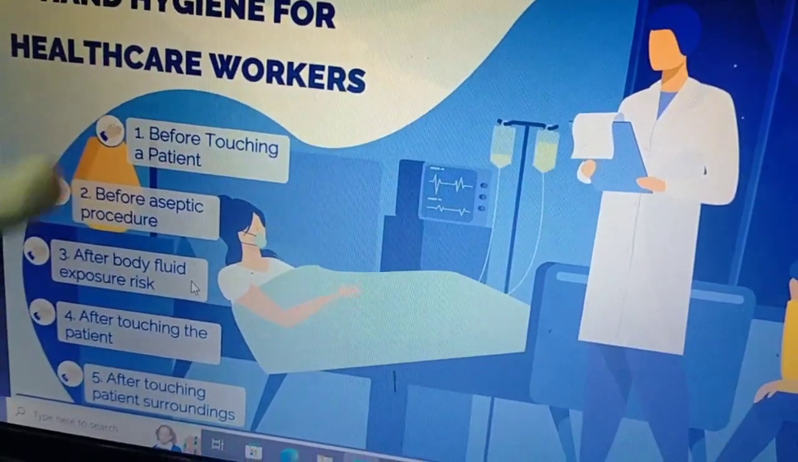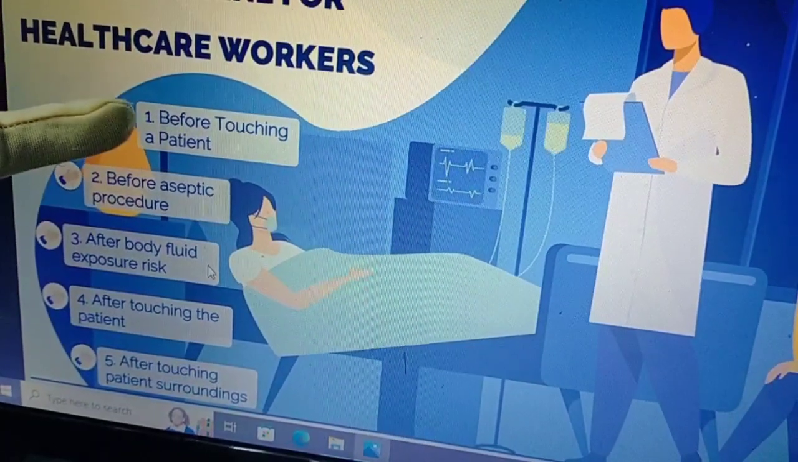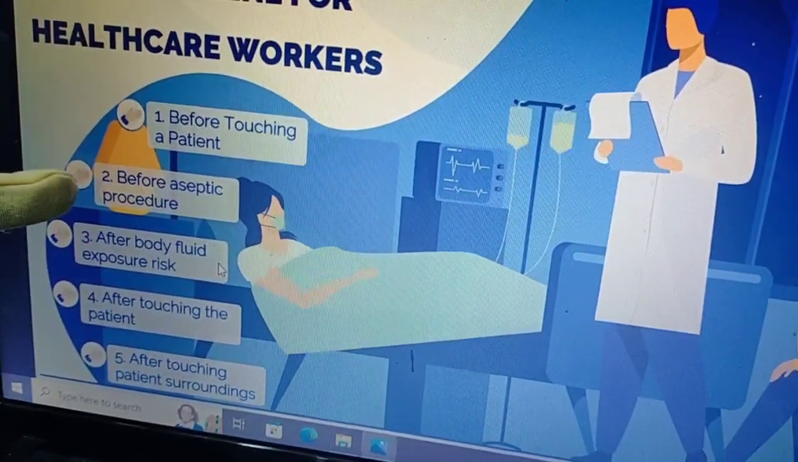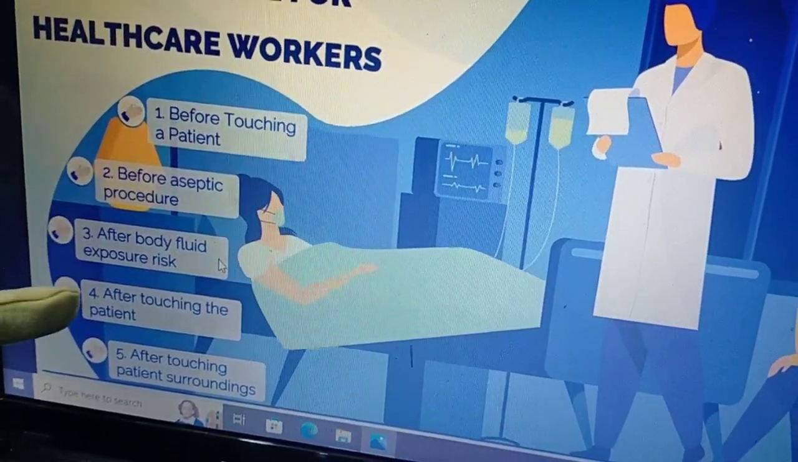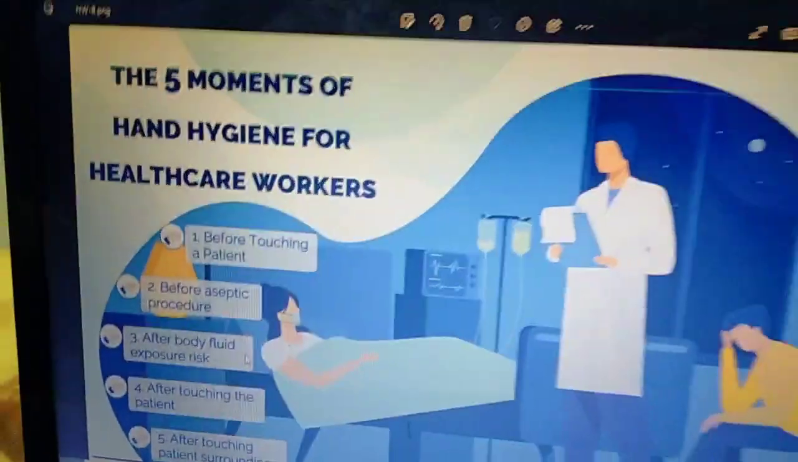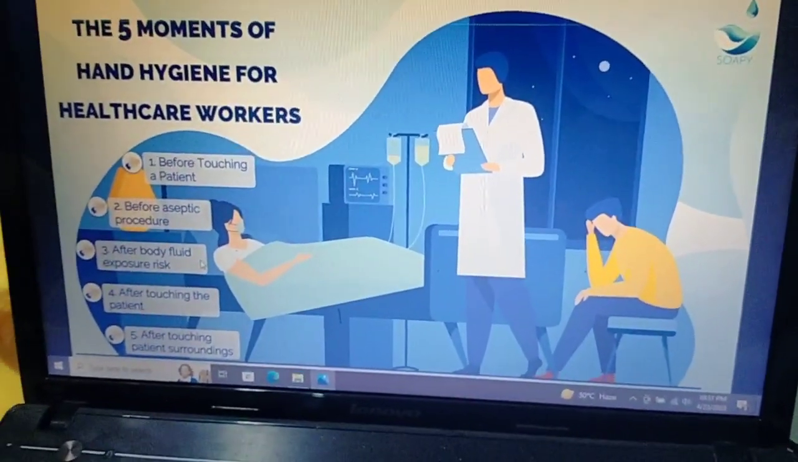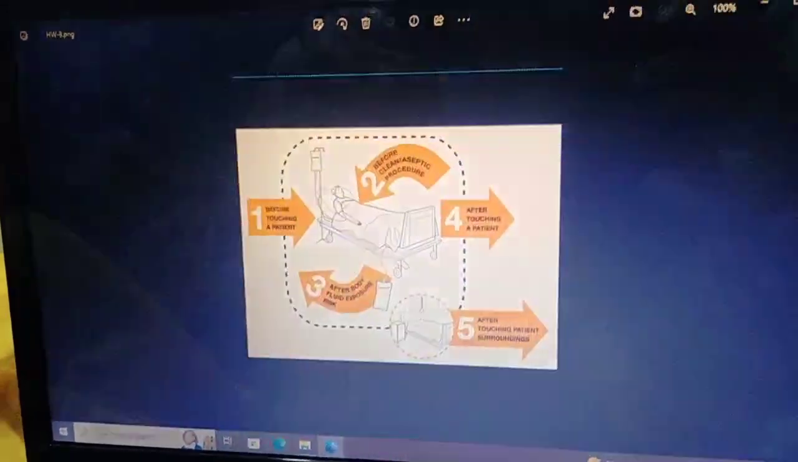So these are the 5 movements where the healthcare workers must perform hand hygiene: before touching the patient, before aseptic procedure, after exposure to the body fluids, after touching the patient, and after touching the patient's surroundings. So these are the 5 movements to reduce the burden of healthcare associated infections.